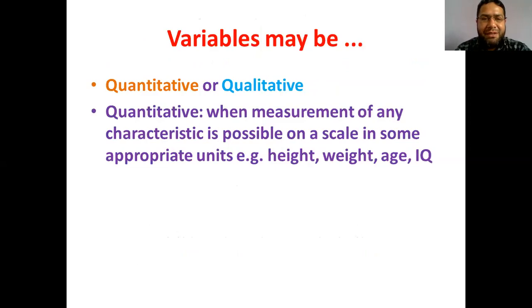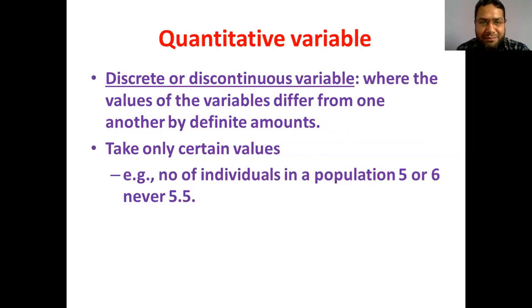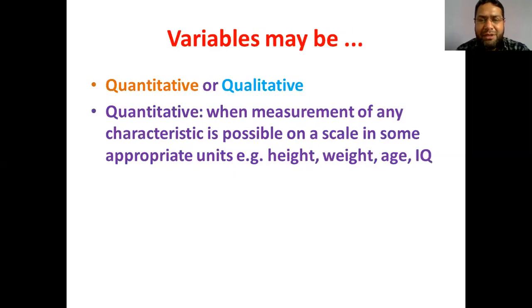Again, these variables may be quantitative or qualitative. Quantitative means where we get the actual value, and qualitative means where you can say yes or no. Quantitative means when measurement of any characteristic is possible on a scale in some appropriate units. For example, we measure height, maybe in centimeters, meters, or feet, and weight in grams, kilograms, and so on. Then we can measure age or IQ, we have the scales. So this type of data will be the quantitative data.